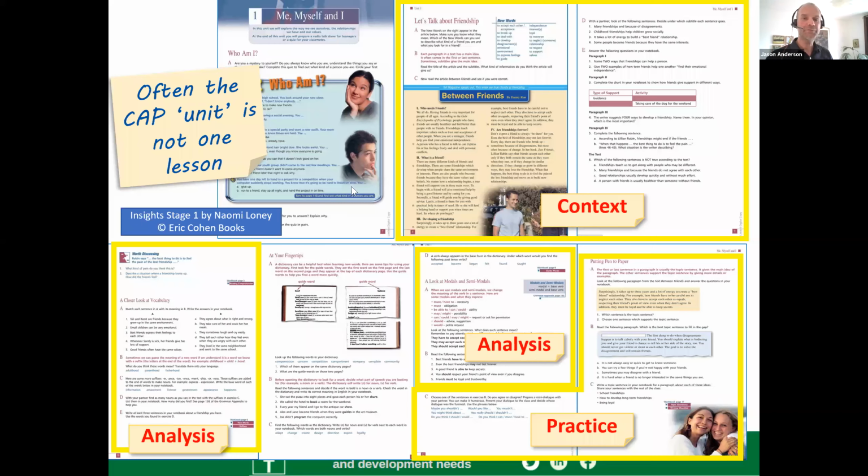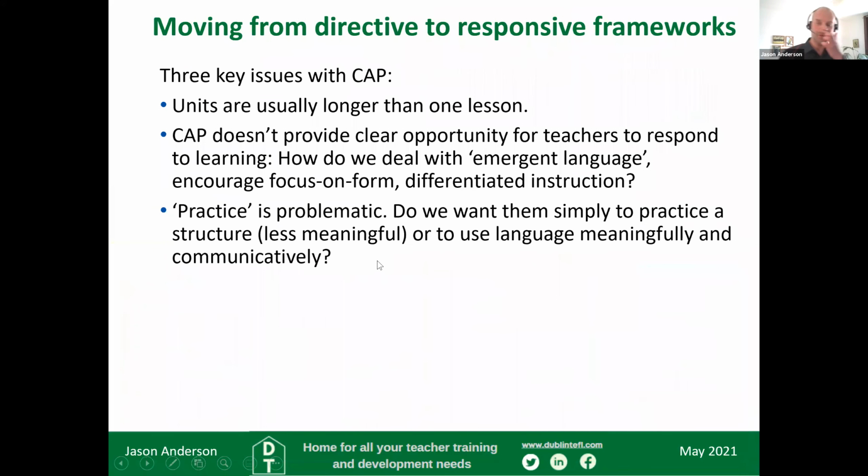And I personally found that there were three issues with CAP as I was using it myself and as I was discussing it with colleagues. The first one is this idea that units are usually longer than one lesson. It doesn't provide a clear opportunity for teachers to respond to learning, a point that somebody's already just made there. Isa makes the point: how do we deal with emergent language? And exactly as some of you have mentioned, the word practice is problematic. Do we want them simply to practice, or do we want them to use language meaningfully to communicate? The practice idea is something that Rod Ellis has criticized, that their language use will be much more limited if they perceive we only want them to practice one bit of language.